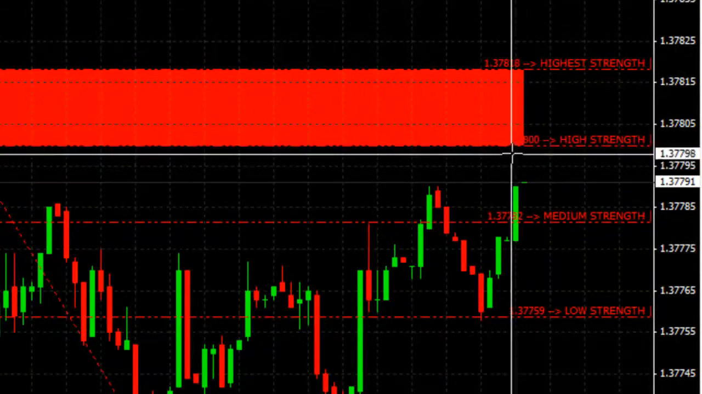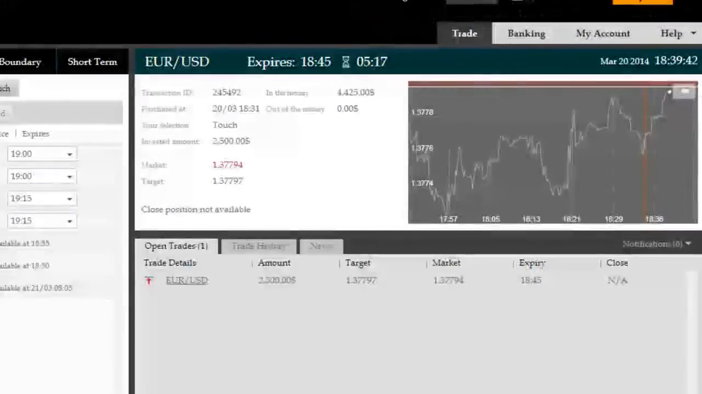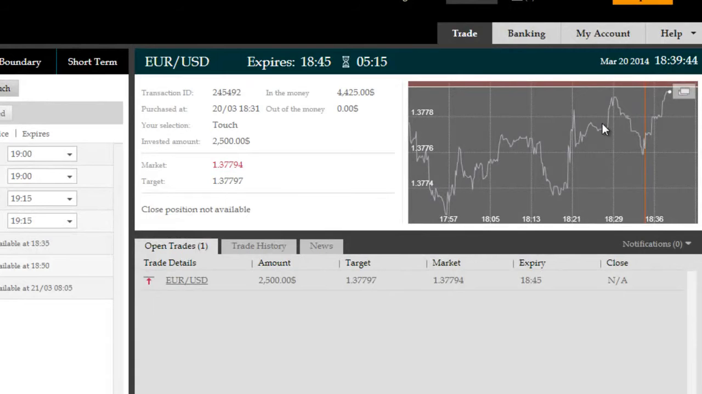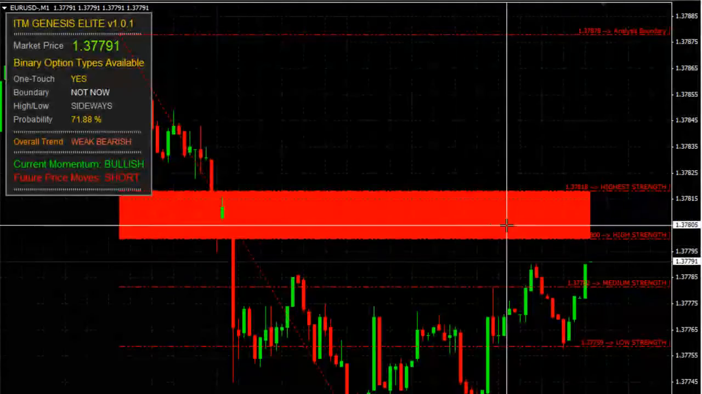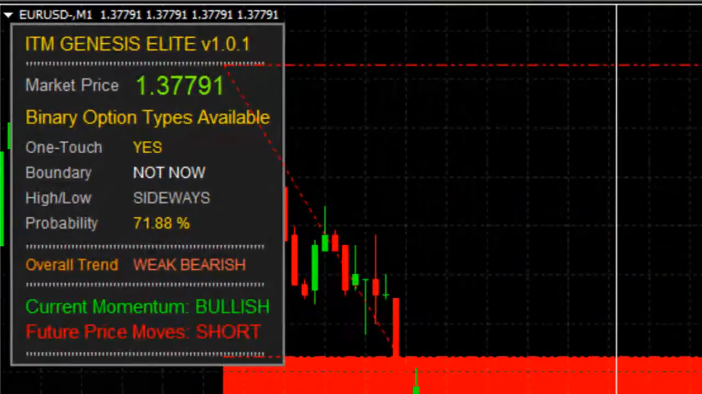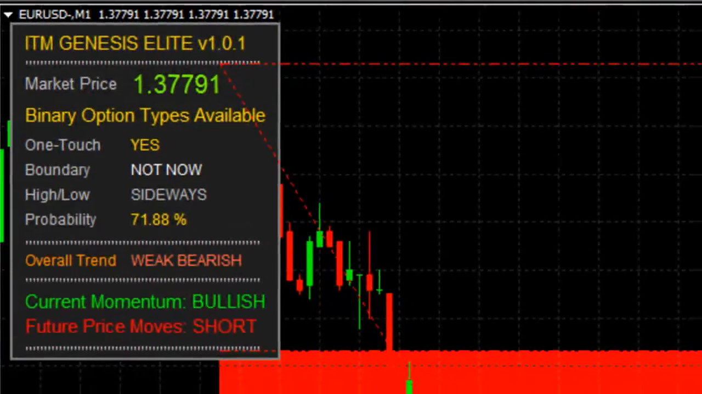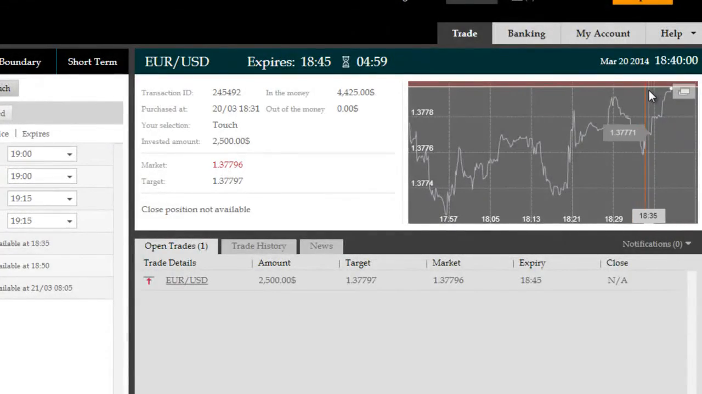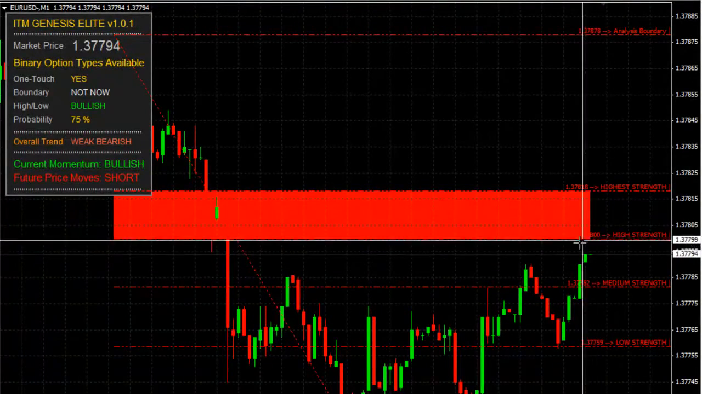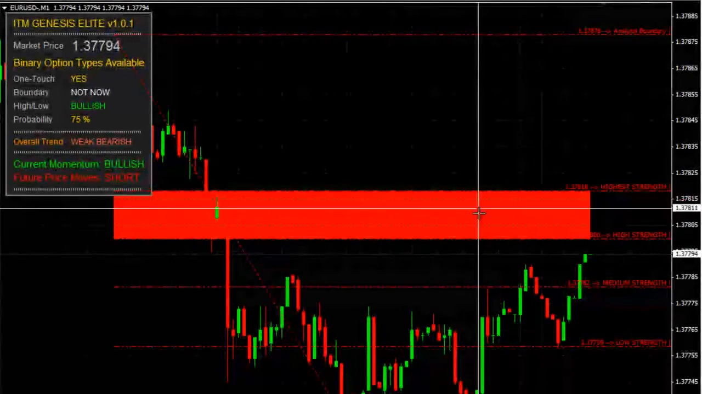Price, as you can see, is accelerating towards it very sharply, and we're probably going to see an outcome here expiring within the money, obviously, since we have so much time left to us. And Genesis Elite is also pointing out yet another one-touch option with a 71.88% probability, but that option can only be taken once you've gone into the boundary. So here we are. We've almost touched the boundary. We still have quite a comfortable window of time here, 4 minutes and 53 seconds. We're a fraction of a pip away from the target.